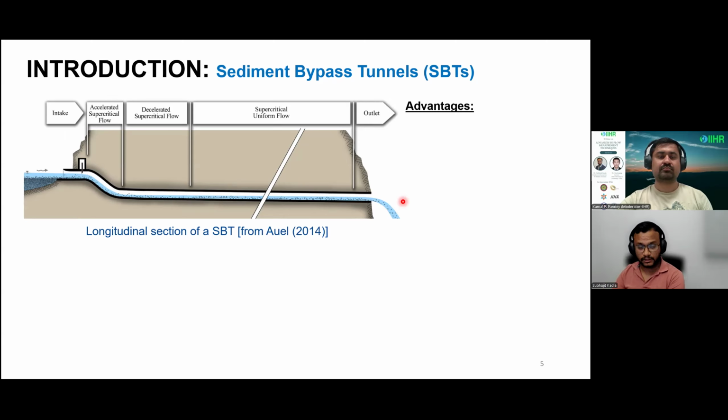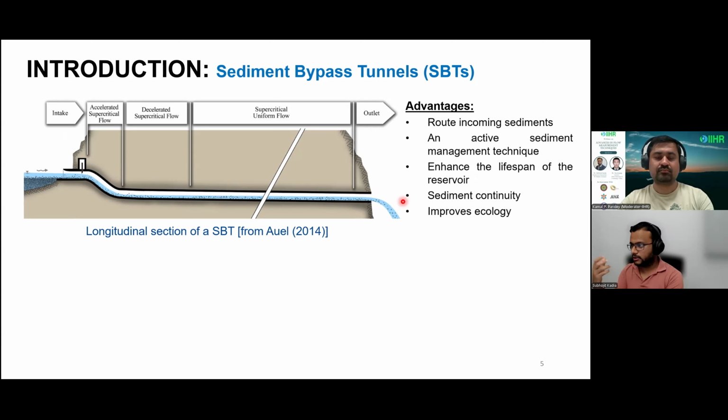What are the main advantages? It is an active sediment management strategy. We are basically diverting the sediment while it is incoming to the reservoir, rather than sediments already deposited. By routing the sediments, we reduce the amount of sediment incoming to the reservoir. As a result, the remaining life of the reservoir will be increased. It also helps to maintain river sediment continuity, and improves the morphological and ecological aspects of the surrounding areas.